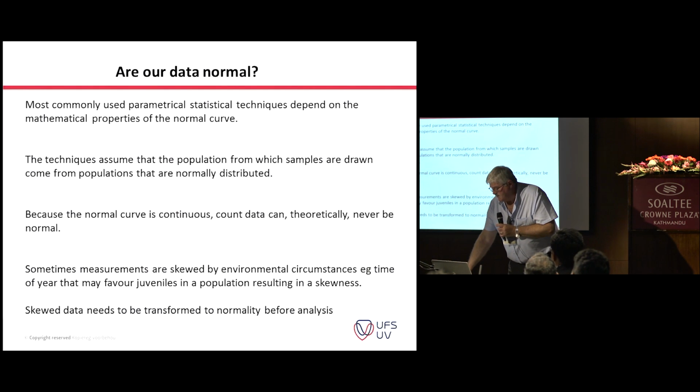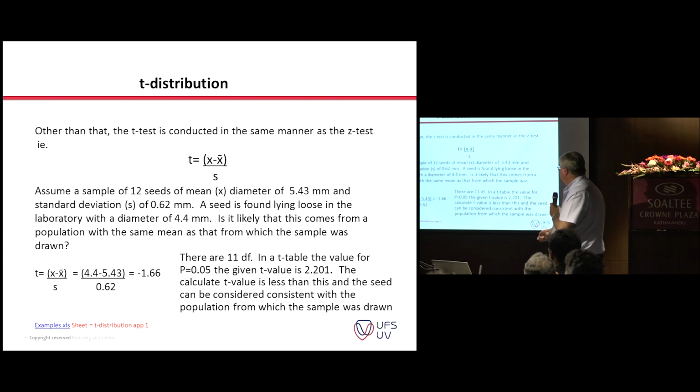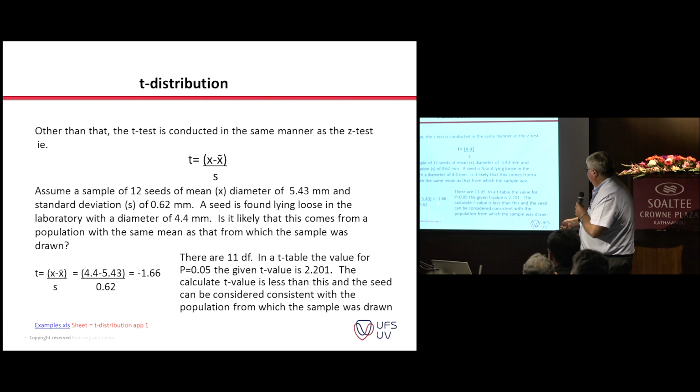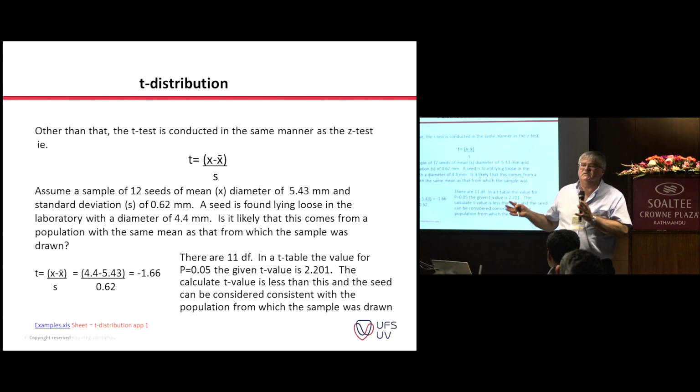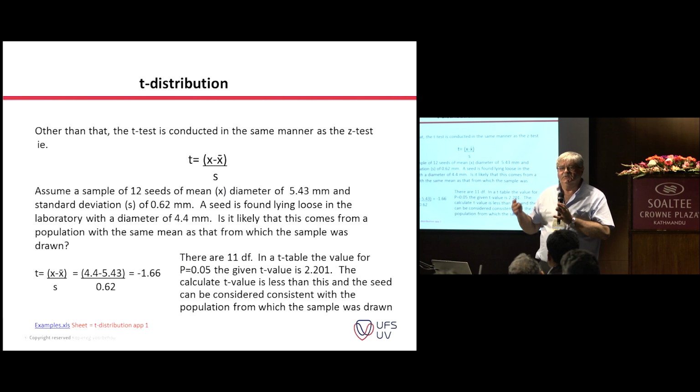In my calculation, I've got 1.6. Okay, the calculated t-value is less than that. The seed can be considered to have come from that original population. I cannot say with certainty it's different. Okay, so you see where the t-value starts becoming useful, where the mean is useful, where the standard deviation is useful. Okay.